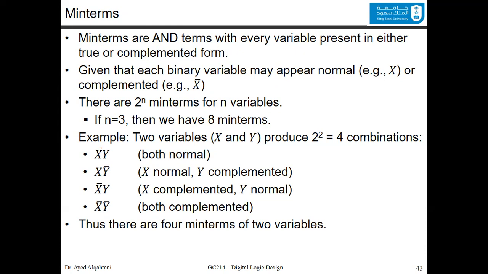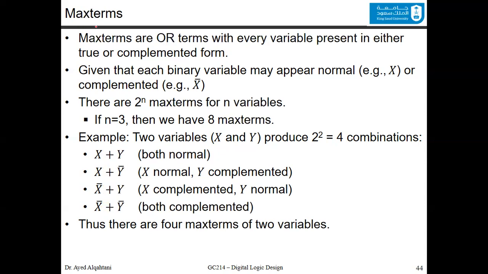As another example, if n is equal to 2, so we have 2 variables, x and y, this will produce 2 to the power of 2, which is 4 different combinations or 4 different min terms. The first one is x y, both of them normal; x y bar, here y is complemented; x bar y, here x is complemented; and the last one is x bar y bar, both of them complemented. So there are 4 min terms of 2 variables.